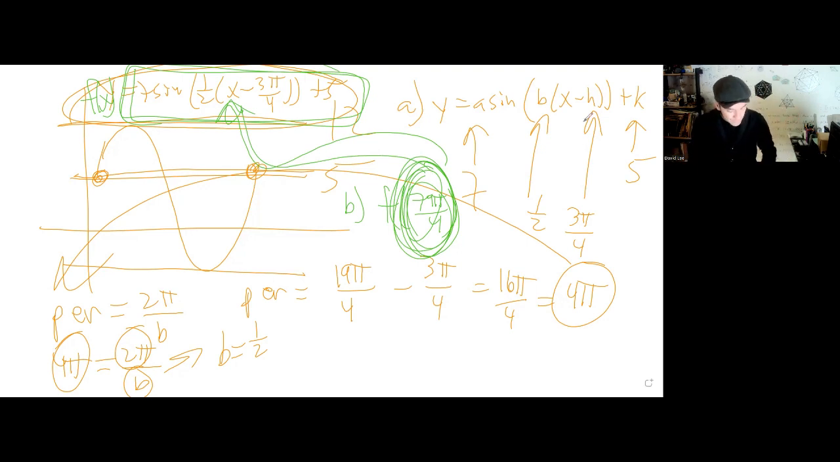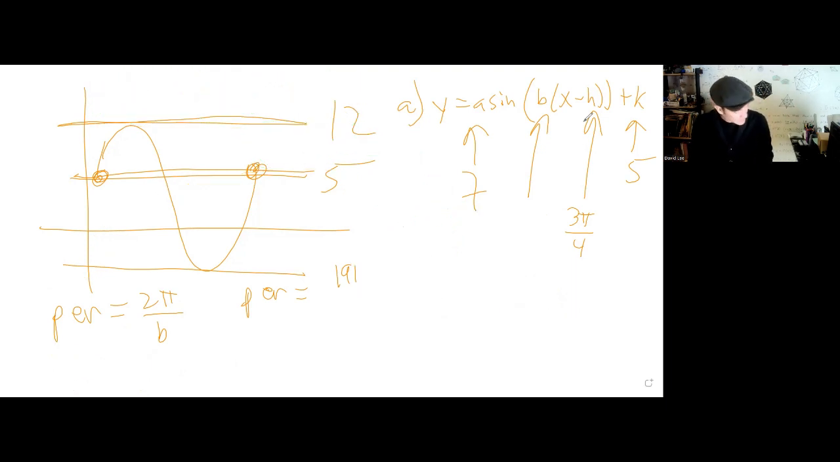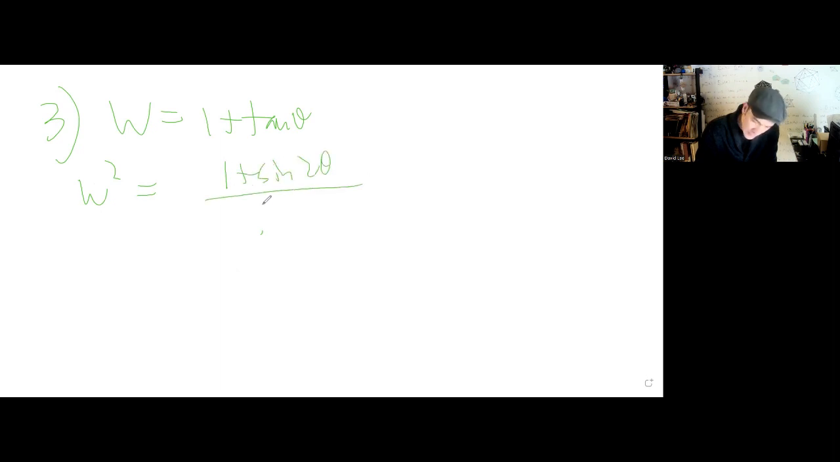That's part B. All right, moving on to number 3. Let's look at number 3. They tell us what W is. For number 3, they say W equals, let me zoom in, 1 plus tangent. They want us to show that W squared equals 1 plus sine 2 theta over cosine squared. Cool. Let's do it.